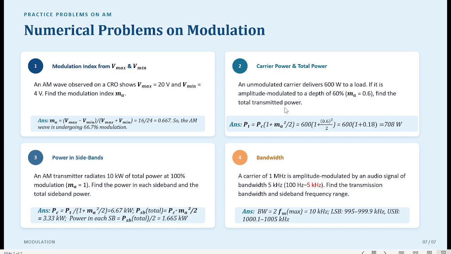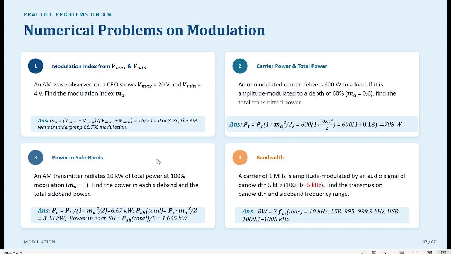Then in the second problem, I have calculated the total power associated with this amplitude modulation. So the unmodulated carrier wave power is given here, and depth of modulation or modulation index is also provided here. We have to calculate the total transmitted power, so it can also be easily calculated by using this formula.